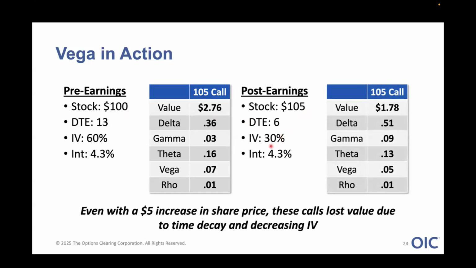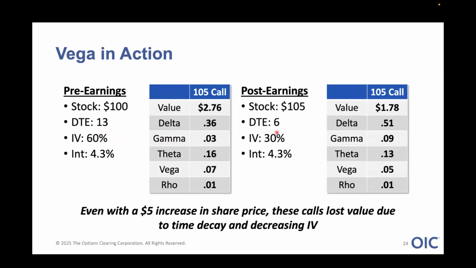The implied volatility, however, goes from 60 down to 30. It gets crushed because once the news comes out, there's no reason for these options to trade at such a high price. This is called the vol crush, and the vol comes out of these options. Well, now you look at the option, you say, well, I paid $2.76 and now it's trading for $1.78. I don't understand. I bought these calls, the stock went up $5, and I'm still losing money. Well, even with a $5 increase in share price, these calls lost value because you've got a week of time decay. Remember, 7 days have passed between when you bought the option and when the earnings came out.